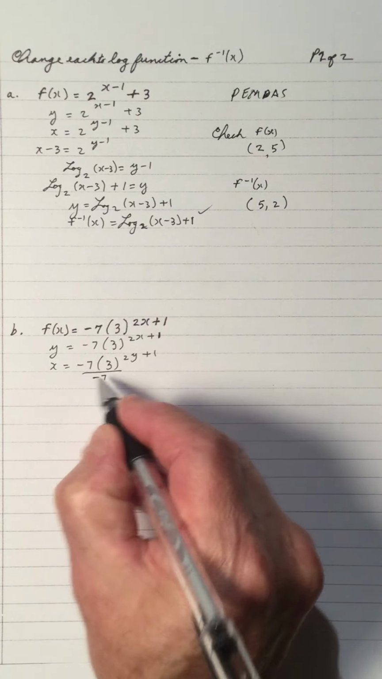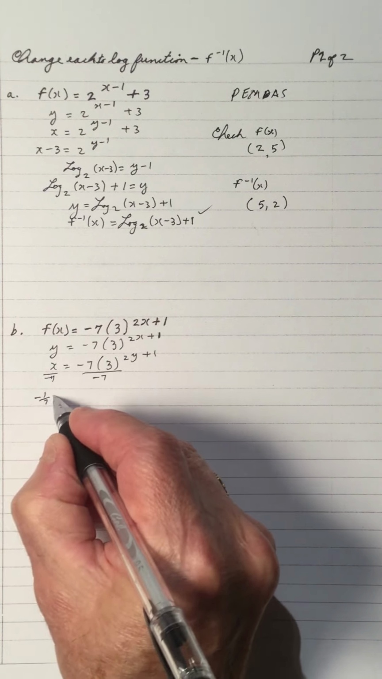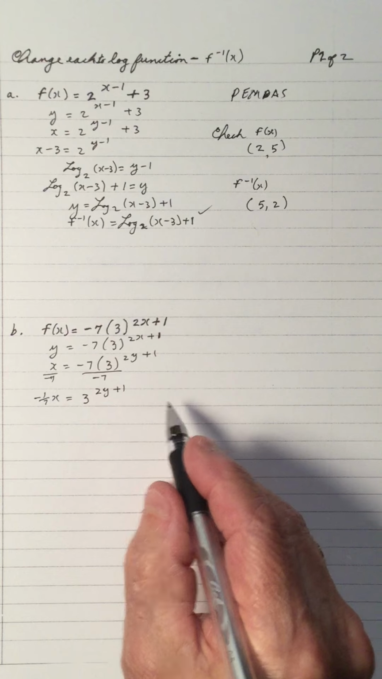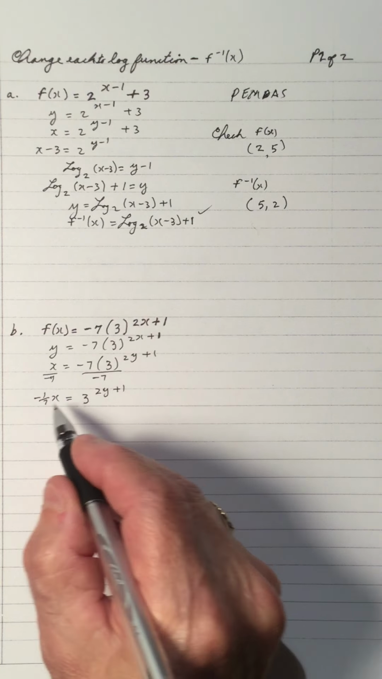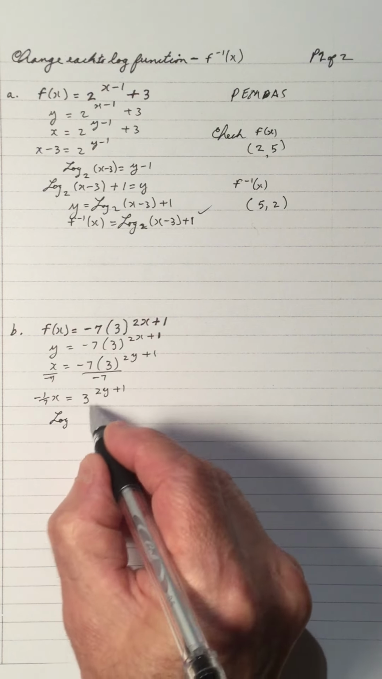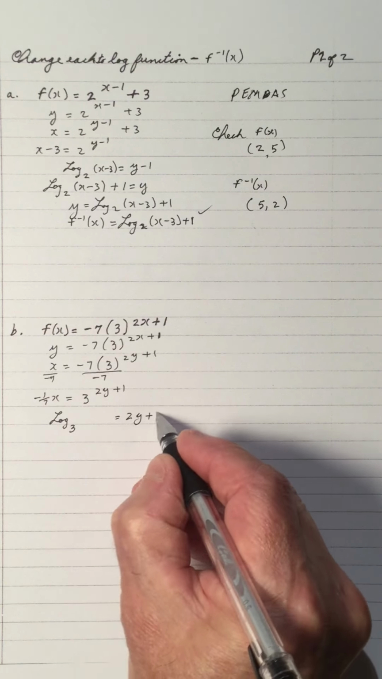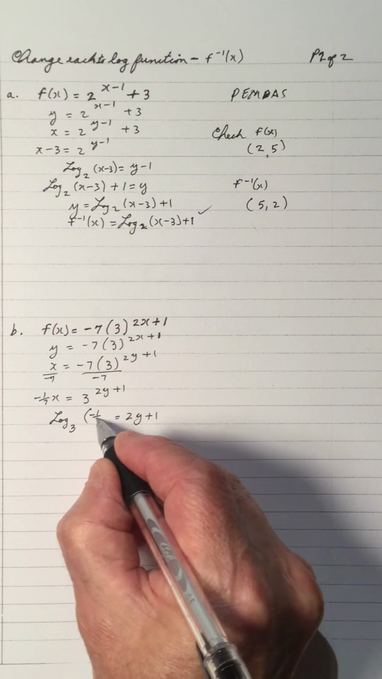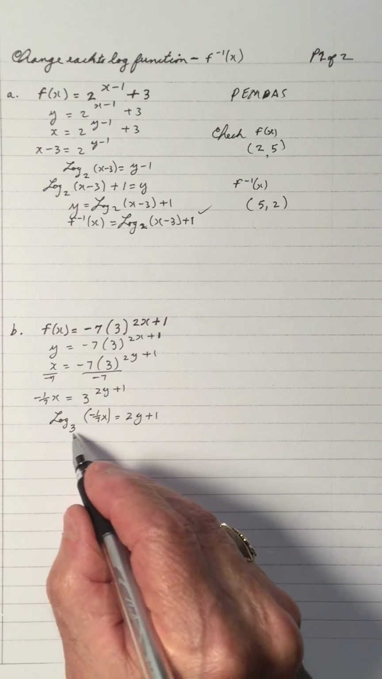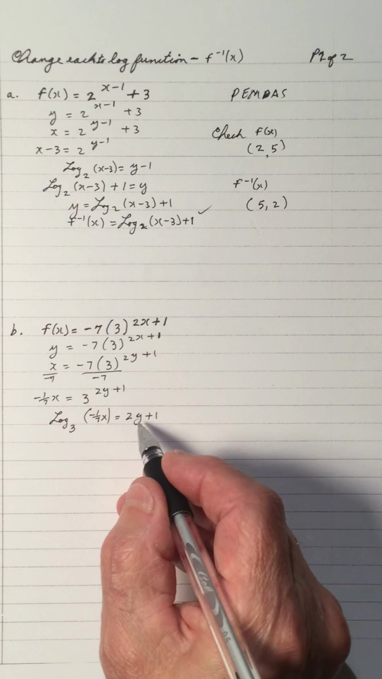We divide by -7, -7. So that gives us -1/7x equals 3 to the 2x plus 1. So now we have a base and exponent, and this is the number. So in log form, log, the base is 3, the exponent is 2y plus 1, and we have -1/7x. Base, exponent, number, B-E-N. And now we have to solve it for y.